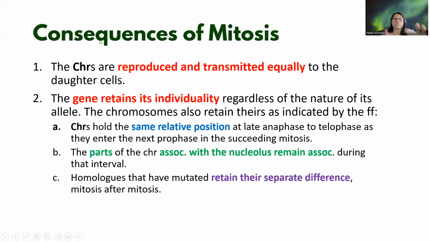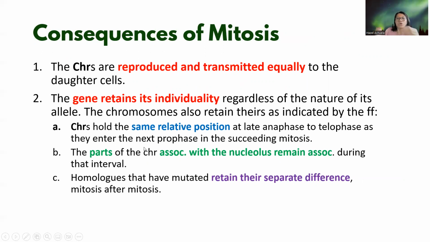So these are the consequences of mitosis. The chromosomes are reproduced and transmitted equally to the daughter cells. So 3 chromosomes at the start of mitosis, at the end of mitosis, 3 chromosomes then. Next, the gene retains its individuality regardless of the nature of its allele because the chromosomes hold the same relative position at late anaphase to telophase as they enter the next prophase in the succeeding mitosis, right? Another, the parts of the chromosome associated with the nucleolus remain associated during that interval.